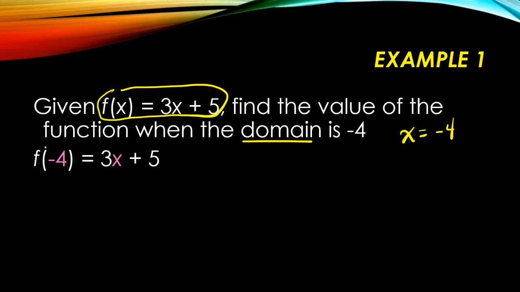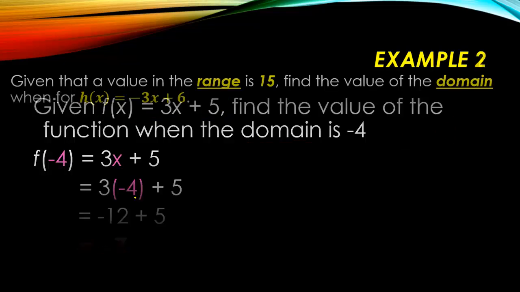Now this, we don't actually do anything with this. We just keep that there. It doesn't change. It just stays the same throughout. So we say that f of negative 4 equals 3x, which we're going to replace with negative 4. So 3 times negative 4 plus 5, which equals negative 12 plus 5, which equals negative 7. See how easy it is?